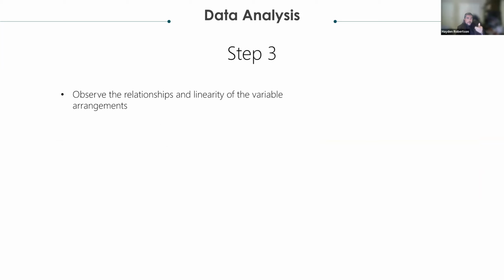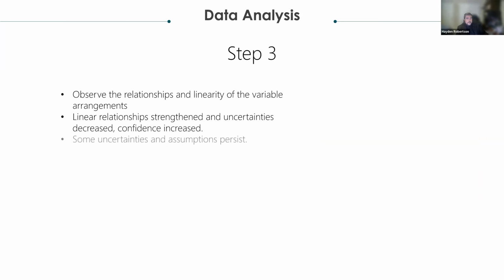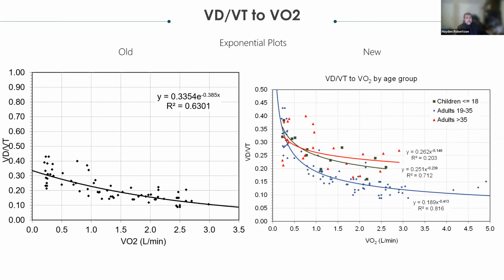We observe the relationships and linearity of variable arrangements. Linear relationship strengthened, uncertainties were decreased, confidence was increased. There are some uncertainties and assumptions that do persist following this. So here we go. These are our exponential plots. This is the pre-existing plot here on the left. This is the new VD to VT VO2 plot. So this is our relationship here.